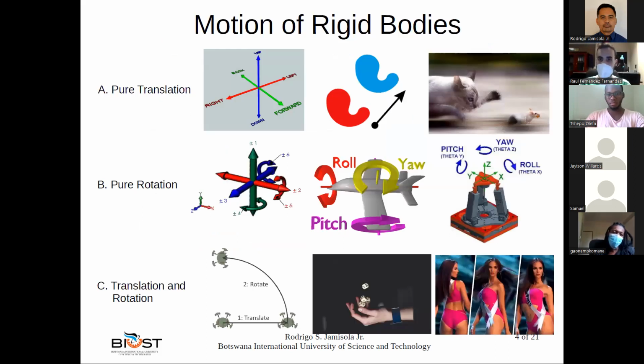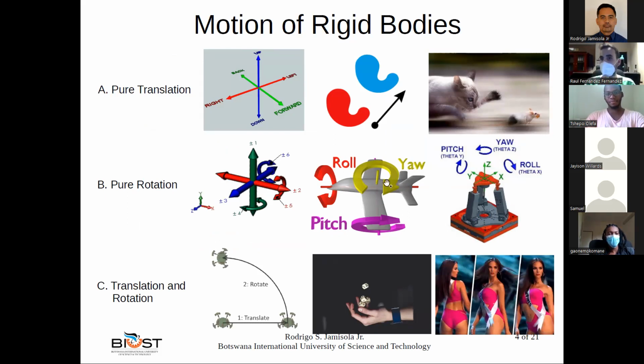So as a result of this, you will have different types of movement. You can have pure translation when you just move. You will have pure rotation when you just rotate. The interesting thing to see is pitch, roll, and yaw. This is a way to represent orientations.